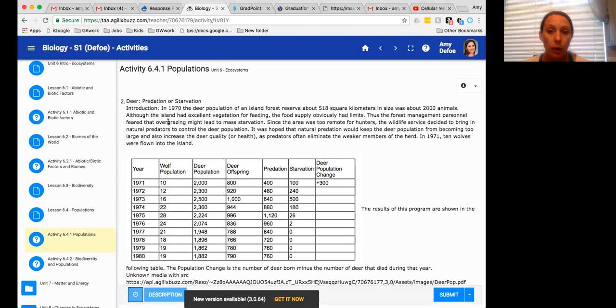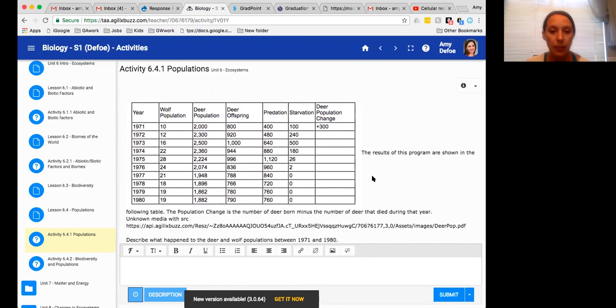So if we had more organisms, that would lead to starvation because there wouldn't be enough food for all of those organisms. Since the area was too remote for hunters, the Wildlife Service decided to bring in a natural predator to control the deer population. It was hoped that natural predation would keep the deer population from becoming too large and also increase the deer quality, or health, as predators often eliminate the weaker members of the herd. In 1971, 10 wolves were flown onto the island, and here is what was observed.